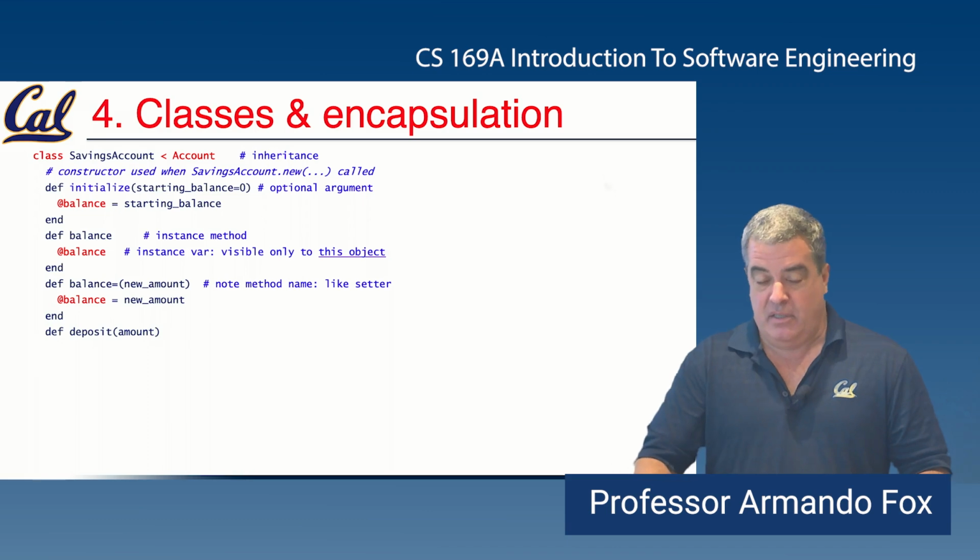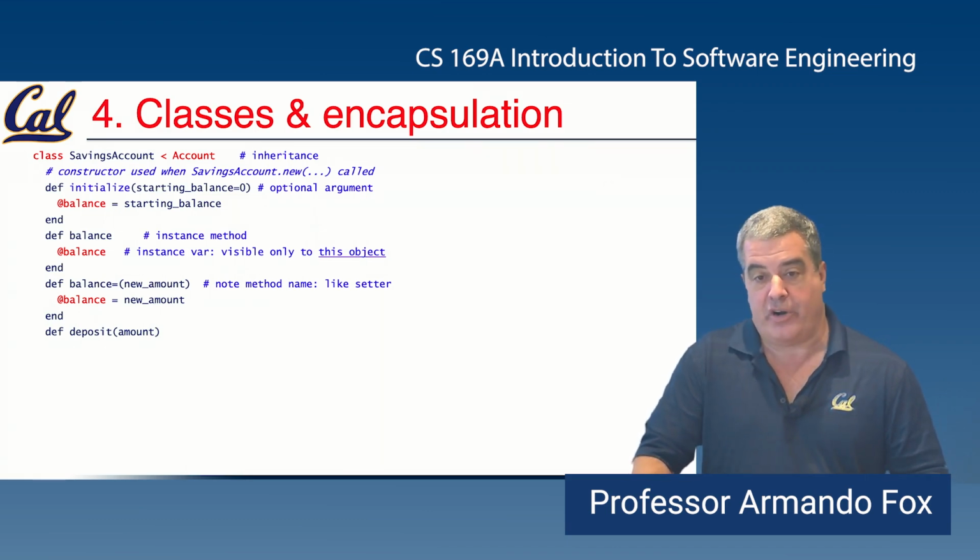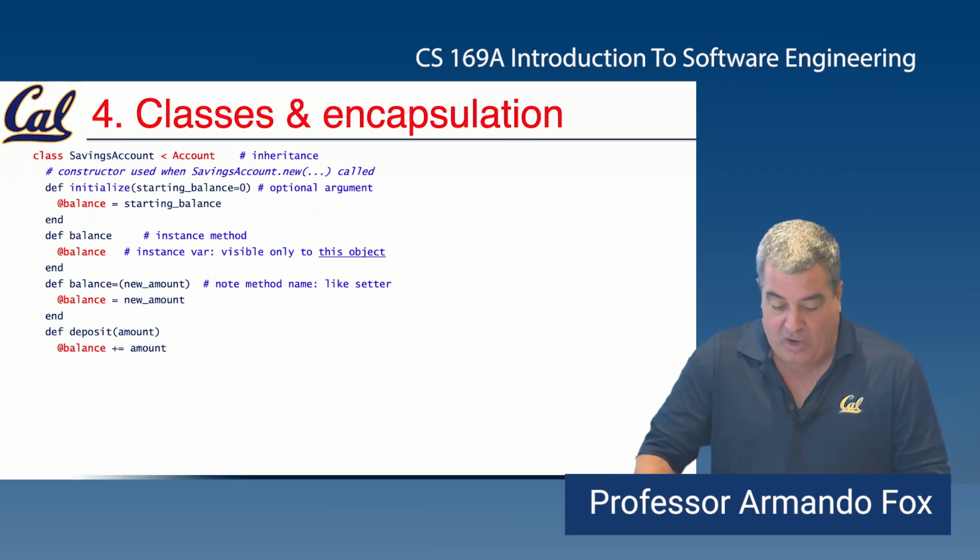If I want to deposit, well, that's easy enough. I can define a method called deposit with one required argument, which is how much I'm depositing. And all I'm doing is adding that onto the existing balance.